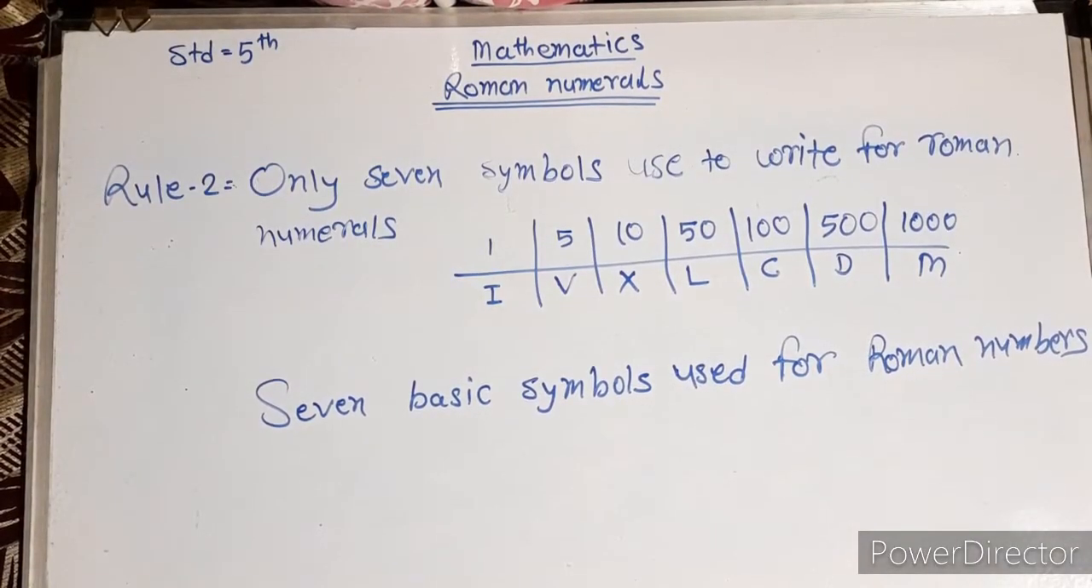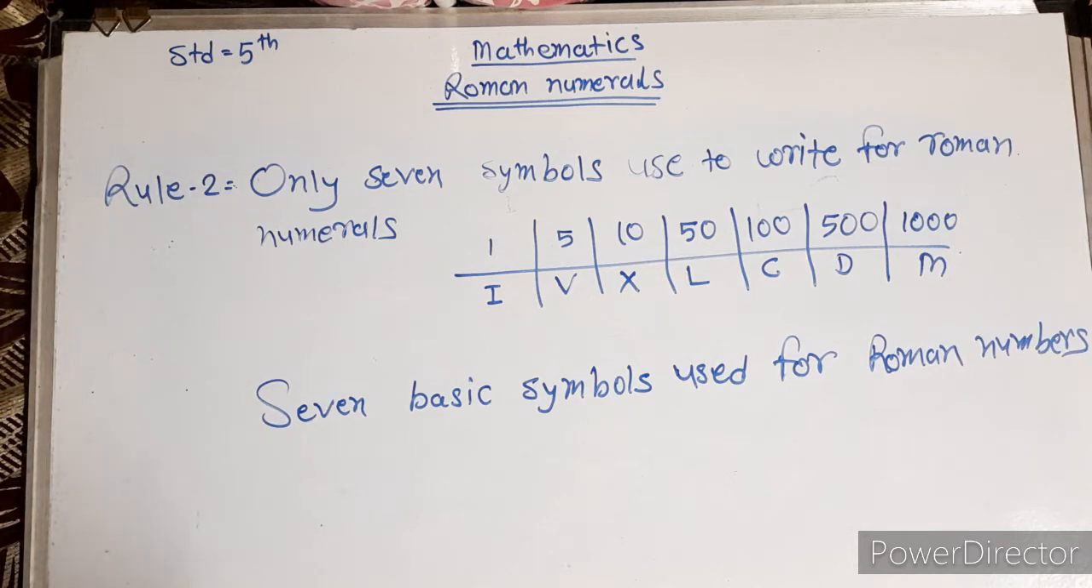Student, rule number 2. Only 7 symbols are used to write Roman numerals. I for 1, V for 5, X for 10, L for 50, C for 100, D for 500, M for 1000. 7 basic symbols we use to write the Roman numbers.